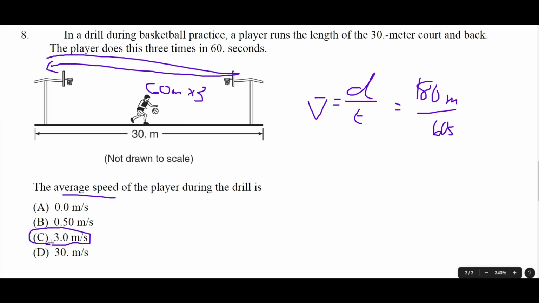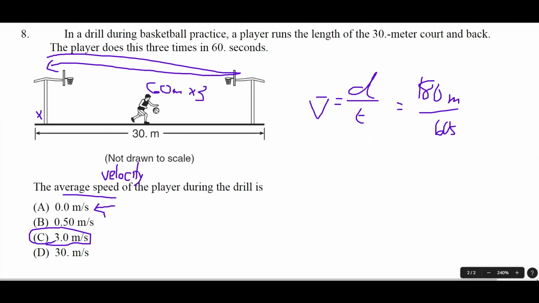Now, we did have to be careful because had they changed this term to average velocity, then it's very likely our answer would have changed to be about 0, because if he starts and ends in the same location, then the displacement is 0, which means the average velocity is 0. So this is one of those types of questions where you would want to be a little bit careful about whether or not they said speed or velocity. All right, and that was about it.